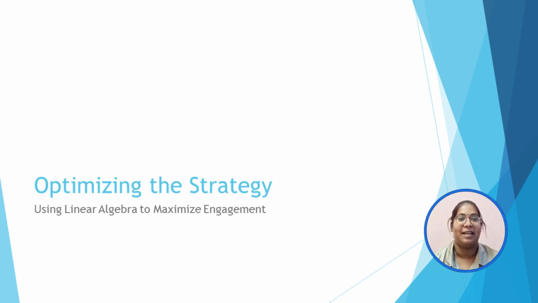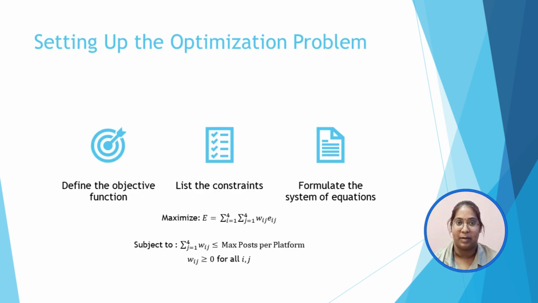Welcome back. Now that we have analyzed our data and set our objective, it's time to dive into the optimization process. This is where we use linear algebra techniques to determine the optimal posting strategy that maximizes our social media engagement. We will walk through the steps of solving the system of linear equations we set up in the previous section. We will use matrix operations to find the optimal posting frequency for each content type on each platform. Finally, we will see how to implement this optimized strategy in a real world scenario.